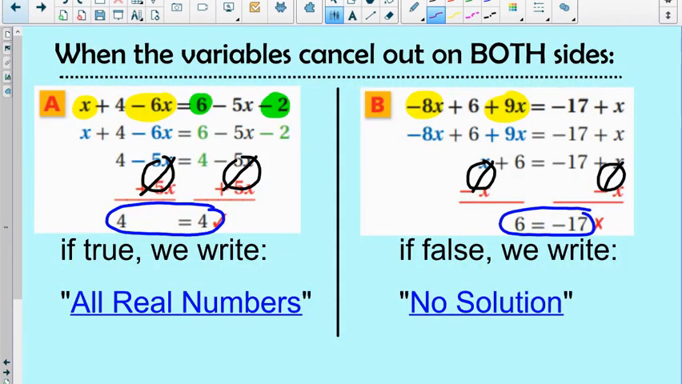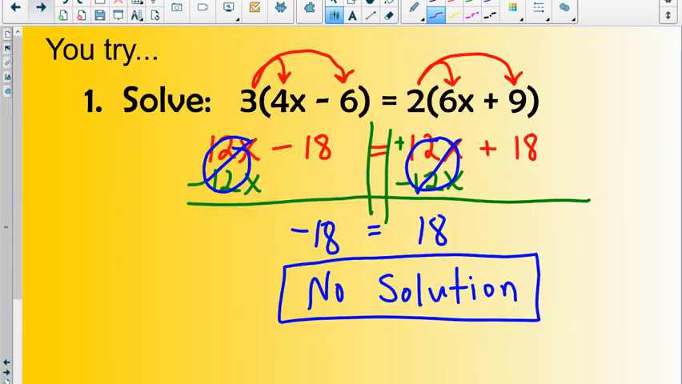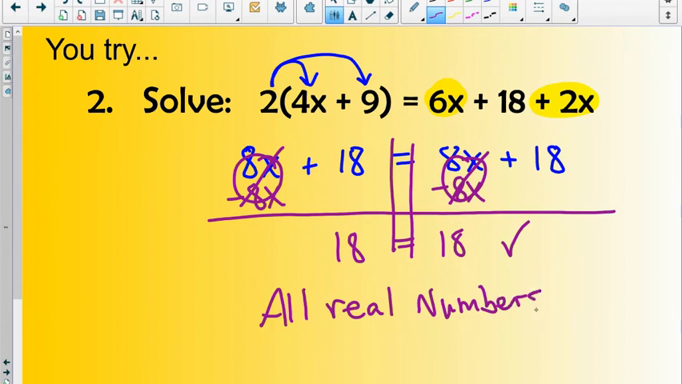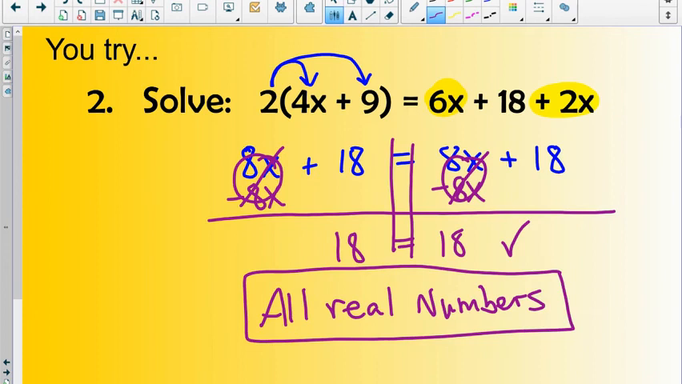So if I look back at my notes, when it's true, we should write all real numbers to indicate that x could actually be anything. Any number you could come up with would actually be a solution. But we have to show it's not just that one number that you come up with, it's all possible real numbers. It's an infinite number of solutions. So there's our two cases for special equations.